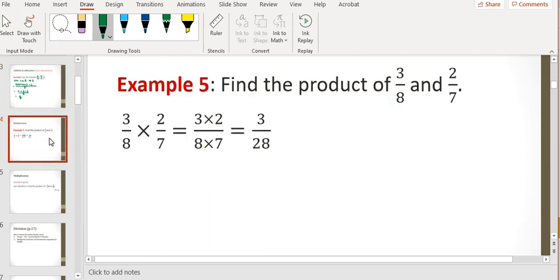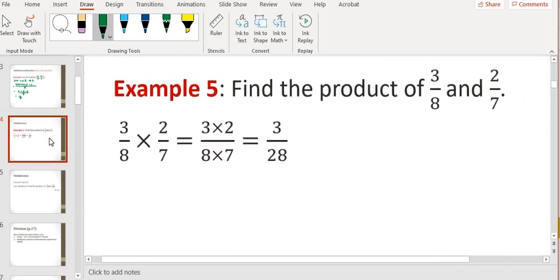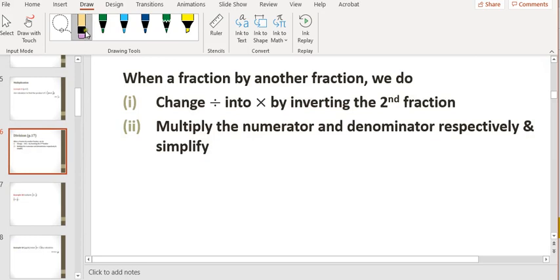Okay, so what's the product of 3/8 and 2/7? You just multiply: numerator with numerator, denominator with denominator. Okay, so you have your answer. Very straightforward. So what does it mean when a fraction is divided by another fraction? We change the division into multiplication by inverting the second fraction. I'll give you an example. Let's say you have 3 over 8 divided by 1 over 4. How do you solve it?